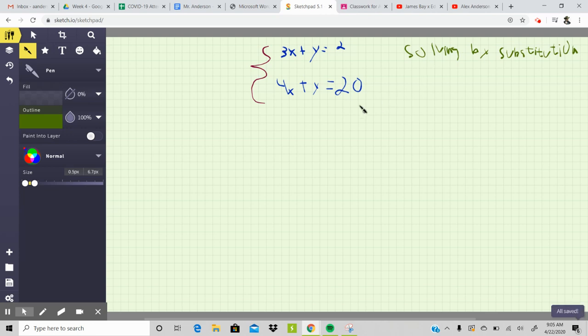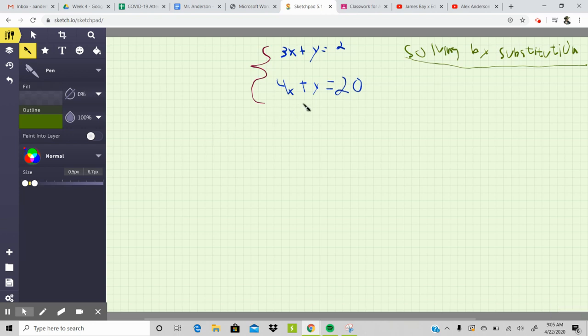All right. So this strategy comes in handy when you look at one of your two equations and one of your variables, your x or y, doesn't have a number in front of it. That's a good time when we're going to want to use this strategy, substitution, because here's how it works.